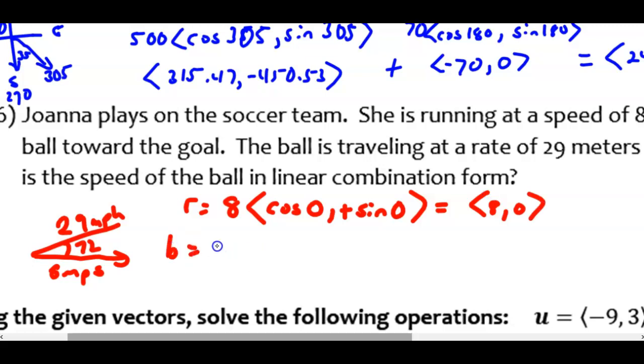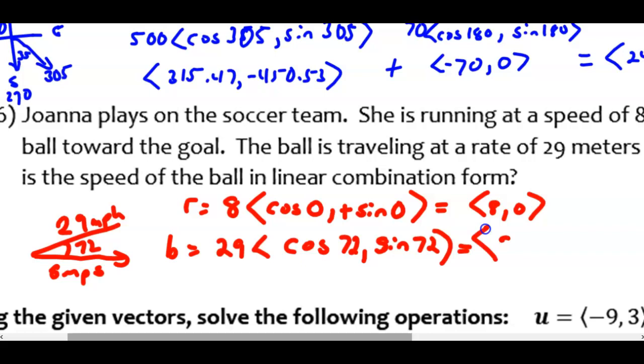B equals 29 times the cosine of 72 plus sine of 72, not plus, sorry. Let me go back to that. That's not a plus, guys. Sorry about that. And when I do that, it gives me 8.96, 27.58.